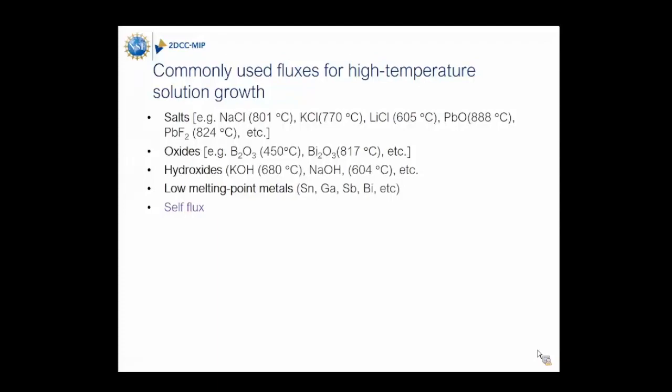This includes the salts. Many salts have a lower melting point, shown here, below 900. Some oxides can also be used as flux, such as borate and bismuth oxide. They also have a lower melting point. Or hydroxides, or even low melting point metals such as tin, gallium, antimony, and bismuth.